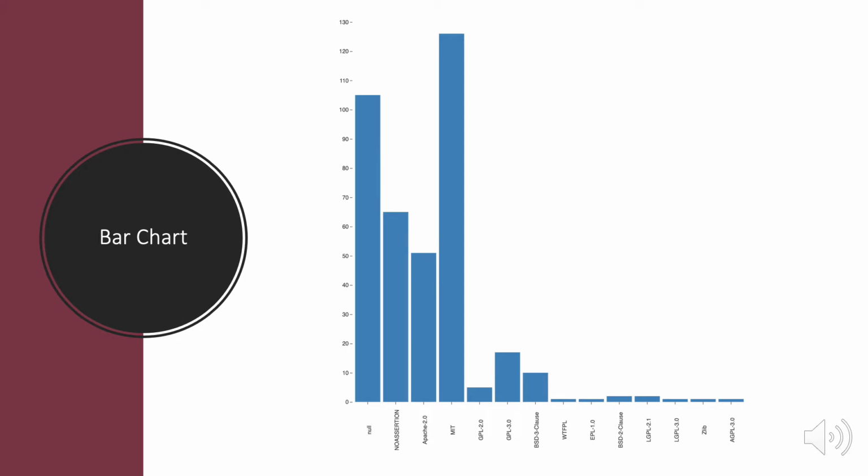Here is the example of a bar chart showing the usage of licenses. We can see most of the projects use the MIT license or no license at all. As of now, there is no way to apply a filter and find out which projects are under the MIT license or any other license.